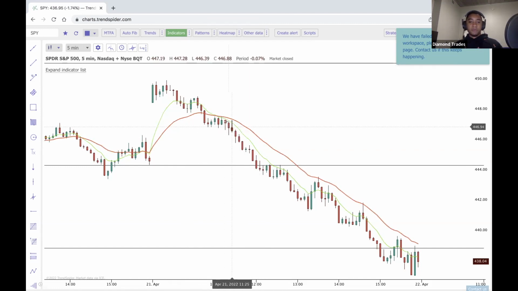I see that the 8 EMA is below the 21 EMA, which is below VWAP. All three of those things show me a short-term bearish trend. So I would take this trade to the downside and target essentially this 4.3 level, right? And that's exactly what we did today.